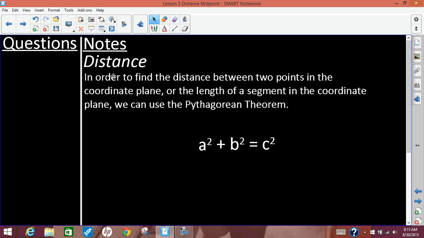So if we want to find the distance between 2 points, in a couple ways you're going to be asked that. First of all, to just find the distance. Another way you're going to be asked that is to find the length of a segment. Both of them are telling you to find the same thing: how far apart are these 2 points that create this segment? So we're going to just use the Pythagorean theorem for that.